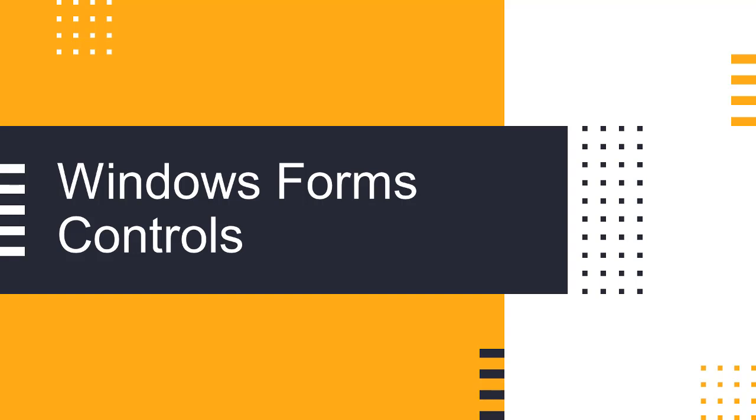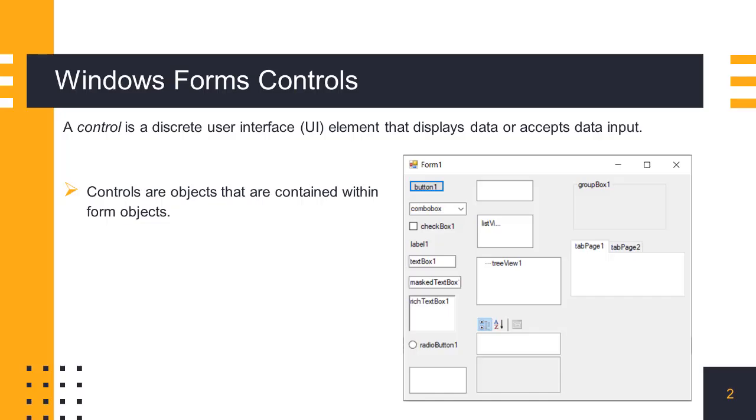In this session, we will learn the basics of Windows Forms controls, which are used to design the user interface of the application. Controls are user interface elements that accept or display data. We design the Windows Forms application user interface using these controls and set their properties and events as required.